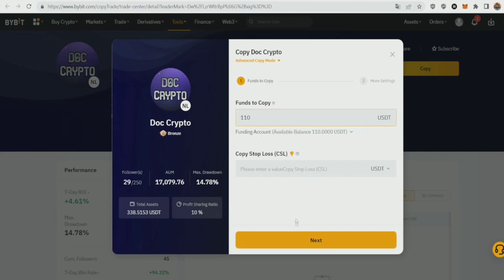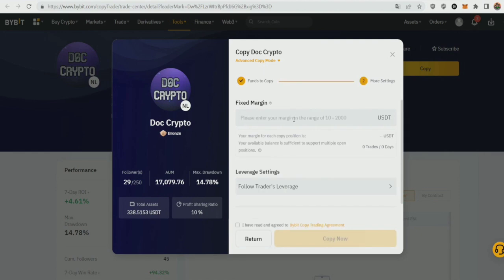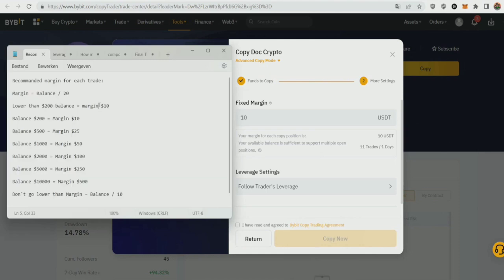In the next step, I will tell you the best amounts. So here we come to fixed margin. This is basically the amount of money that the master trader is gonna use each trade. So basically what I recommend is that your margin is always your balance divided by 20. So if you have a balance of, what, $200, be sure that your margin is 10. If it's 500, 25. If it's 1,000, 50. 2,000, 100. 5,000, 250. 10,000, 500, and so on.